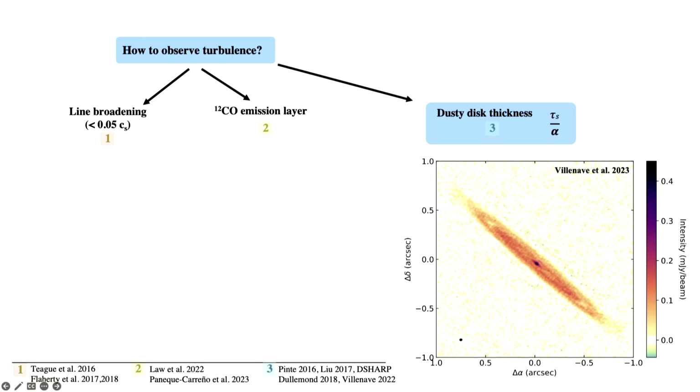But what we have also learned is that the turbulence has to be low at the midplane, whereas the line broadening is probing the upper layers. Measuring this thickness is really probing the midplane layers. That's a nice way to investigate the turbulence at different layers in different regimes of the disk.